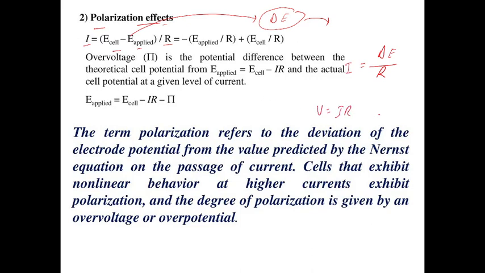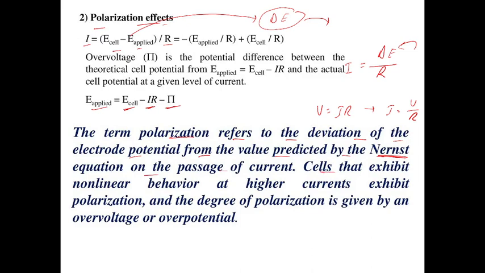So for I, it will be equal to V upon R. V is nothing but electric potential. So this equation is coming from Ohm's law. Finally we can say E applied is E cell minus this ohmic voltage minus the polarization effect, which is represented by capital pi. The term polarization refers to the deviation of the electrode potential from the value predicted by the Nernst equation on the basis of current.